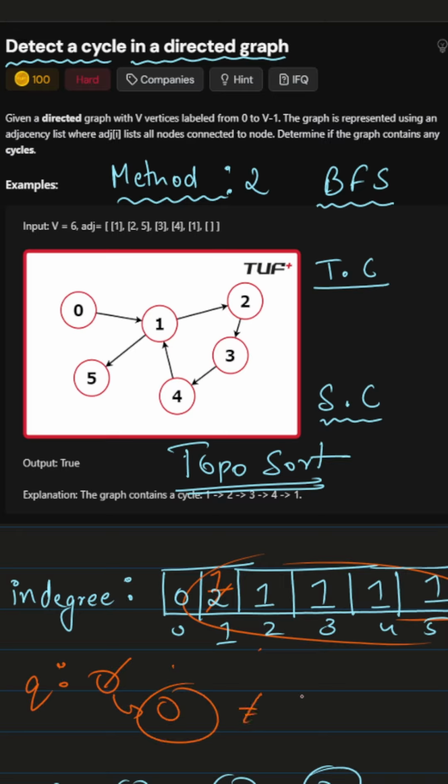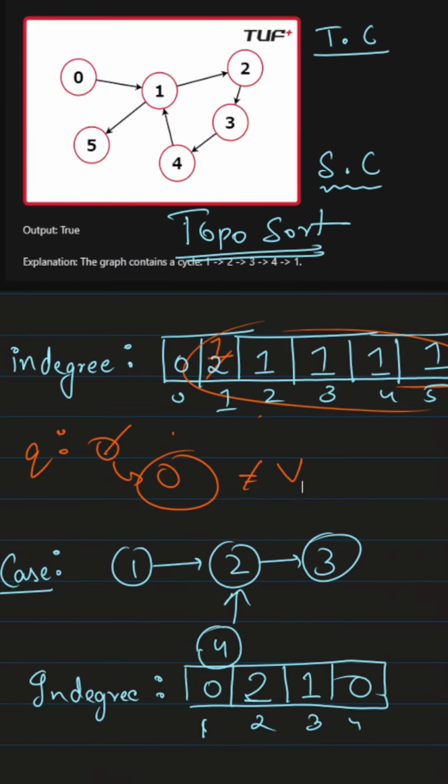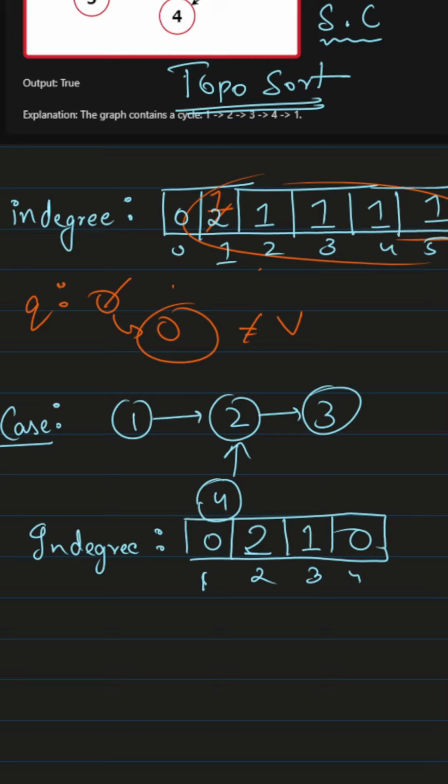Since this is not equal to the number of vertices, we can definitely say that the topological sort algorithm fails. And it failed. Why? Because there was a cycle in the graph. So that is the reason we can use topo sort to detect a cycle in a directed graph, because topo sort only works on directed acyclic graphs, a DAG. So just so you understand, if there was no cycle, everything would have been fine.